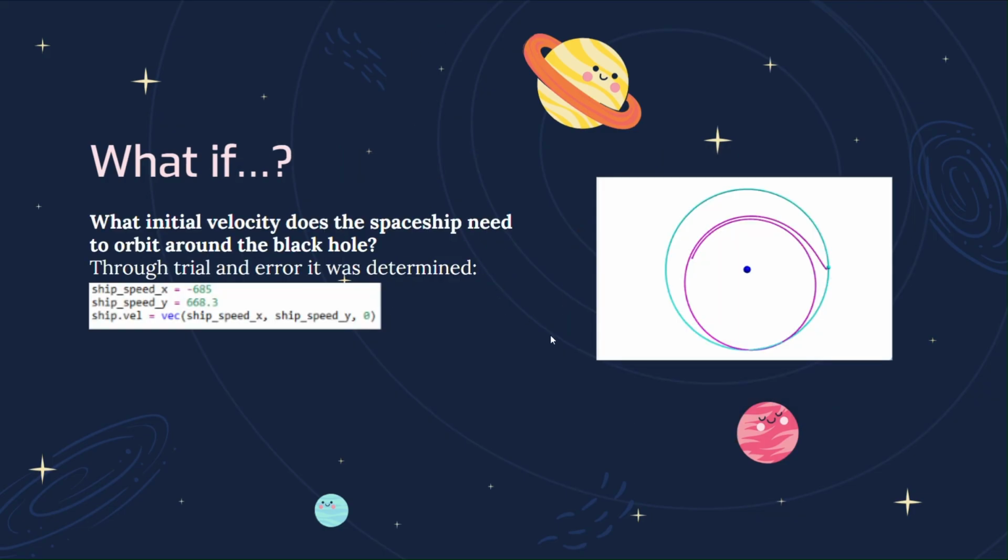For the what-if question of what initial velocity the spaceship needs to orbit around the black hole, we calculated this through trial and error, and it was determined for the x speed to be negative 685, and the y speed to be 668.3. And then here's the final picture of that.